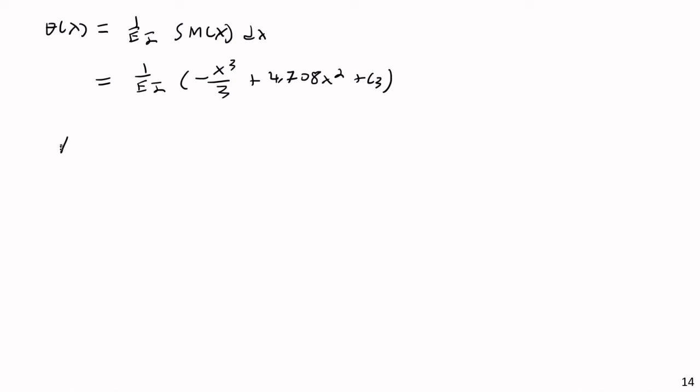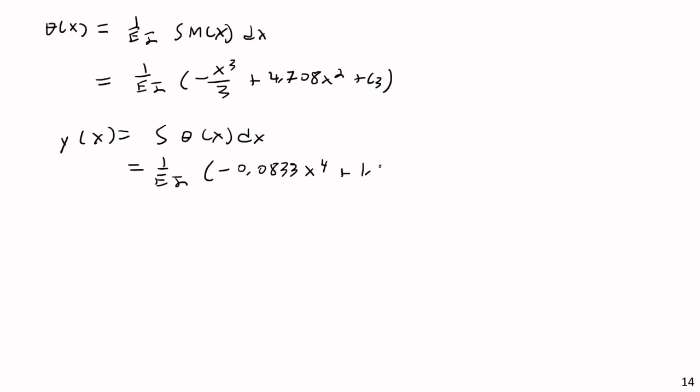And then y of x, as it looks like a lambda, y as a function of x is going to be equal to the integral of theta as a function of x dx. And also have that 1 over EI there. And that will be 1 over EI times negative 0.0833x to the fourth plus 1.569x to the third plus C3x plus C4.